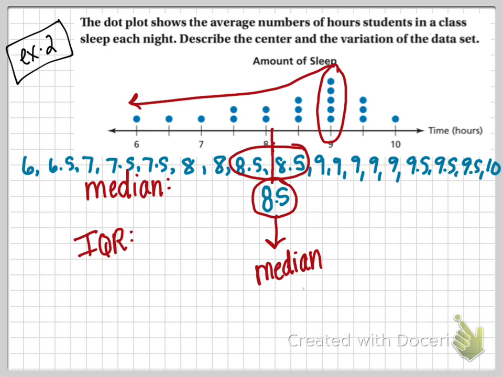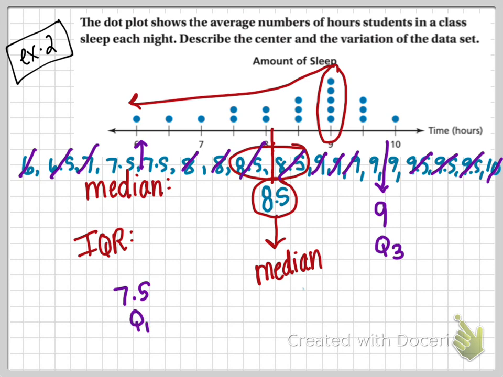And a lower half. So when we get that 8.5 as our median, then we find the median of the upper half. Now I'm going to cross out. And then 9 is our Q3. Remember this? And then we do the same thing in the lower range. And we end up with 7.5 as our Q1. And the median we found was 8.5 once we figured out that I missed a number.